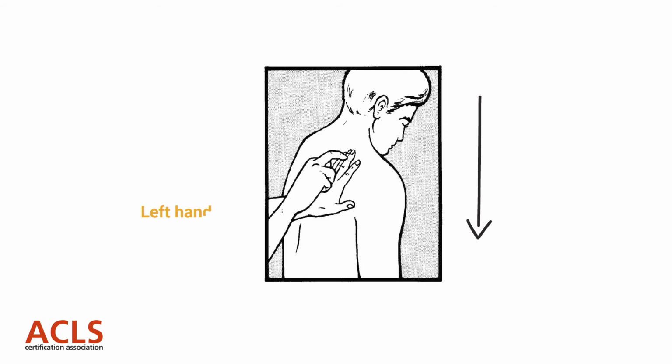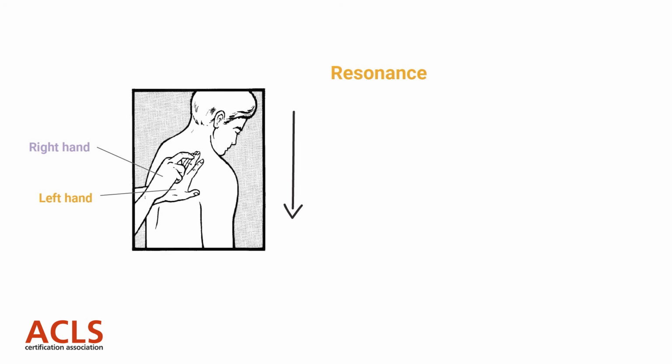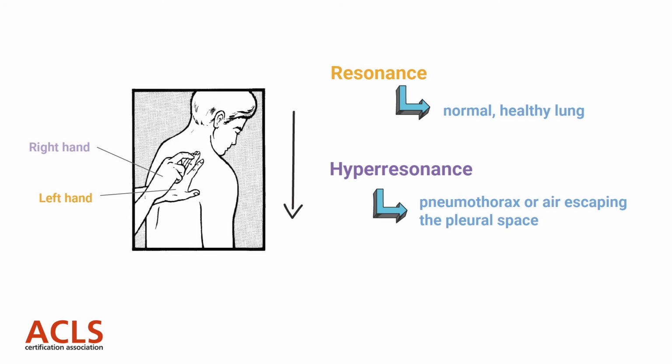I like to use my left hand to be the hand that's in contact with the patient, and I use my right hand to strike my left hand when I am assessing percussion. But what I have here is the findings that you would assess from the percussion technique. Resonance is a totally normal finding. You're just going to hear a nice resonant sound when you tap your finger on a nice, normal, healthy lung, all the way over to hyperresonance, which is a sign that there is way too much air. So a sign of a pneumo, air escaping the pleural space.